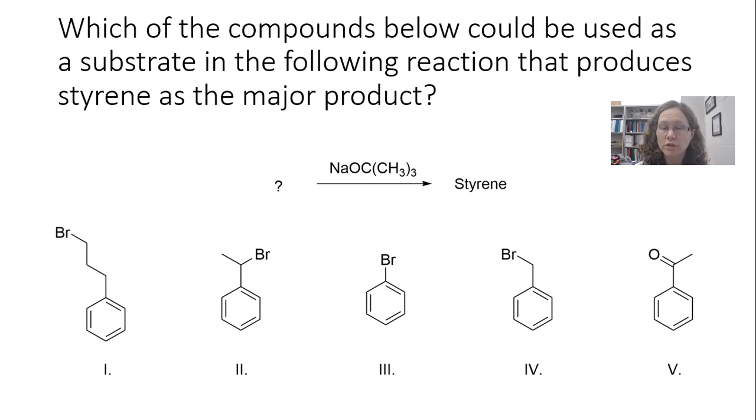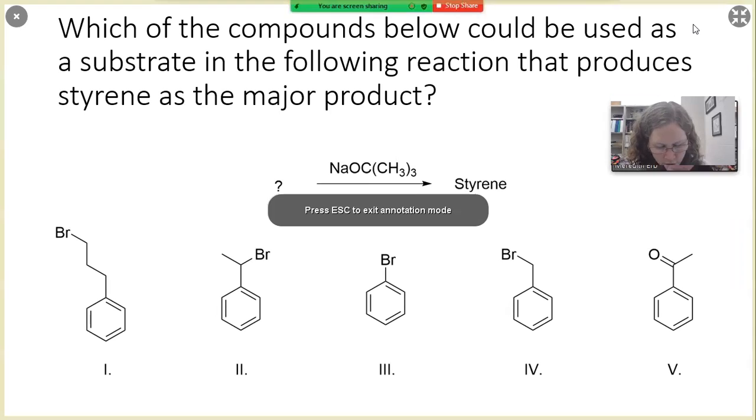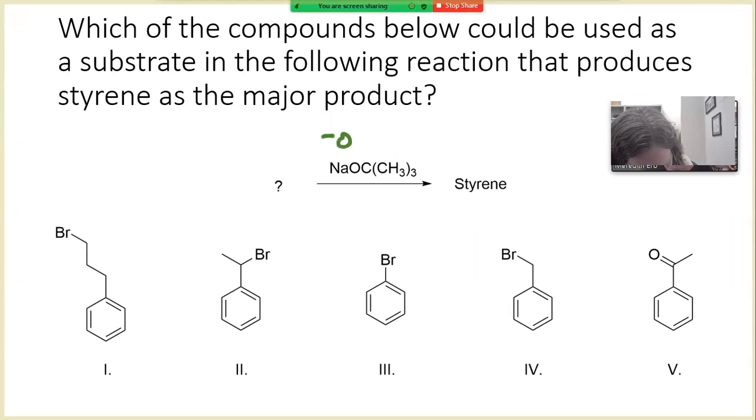We aren't given the structure. So this is a case where we have to know what styrene looks like. And then we have to think about what starting material can get us to styrene. So first things first, our reagent. We have tert-butoxide, essentially, a strong, bulky base.